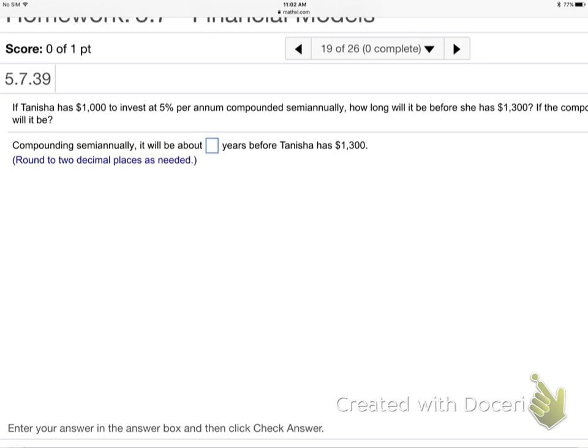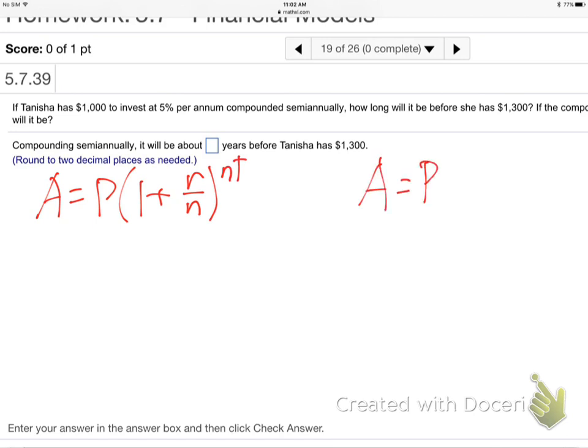So remember, we had two formulas in this financial section. One of them is A equals P(1 plus r over n) to the nt. And the other one is A equals Pe^(rt). Remember the two formulas? How do you know which one to use? The one says continuous or not, right?